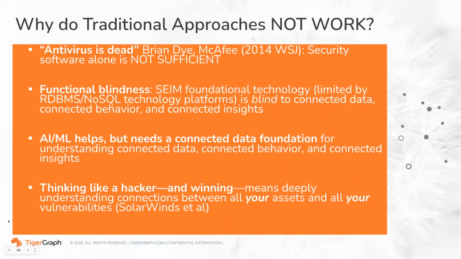Why do traditional approaches not work? Well, antivirus hasn't solved a problem lately. Functional blindness is hard because of technologies like security information management systems. AI and ML help a lot. What Graham described is a tremendous step forward, but the best home for AI and machine learning is a connected data foundation. And then thinking like a hacker is a cultural shift that means we need to be smart and we need to move fast when we find out who's putting our assets at risk.